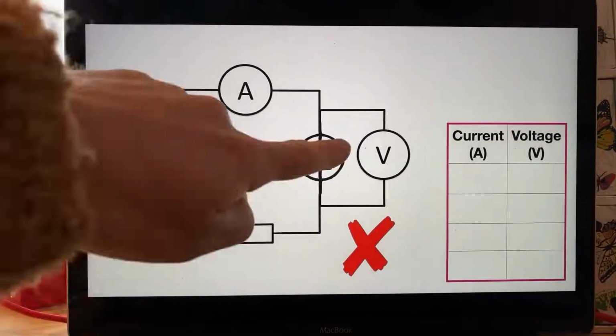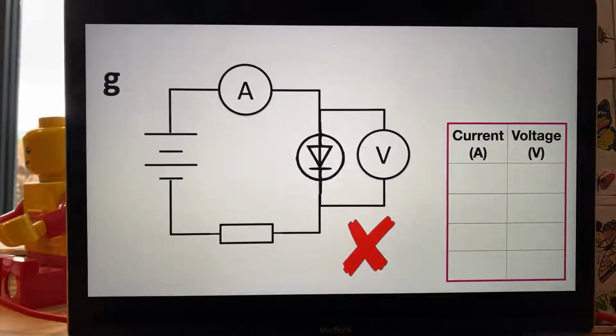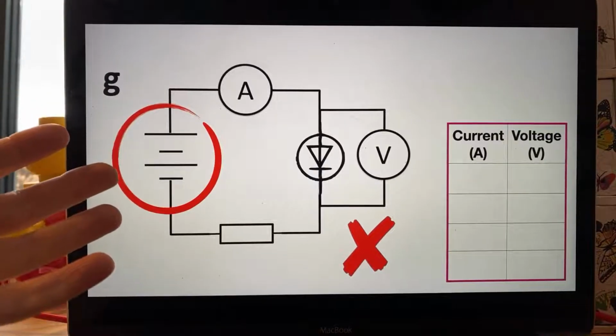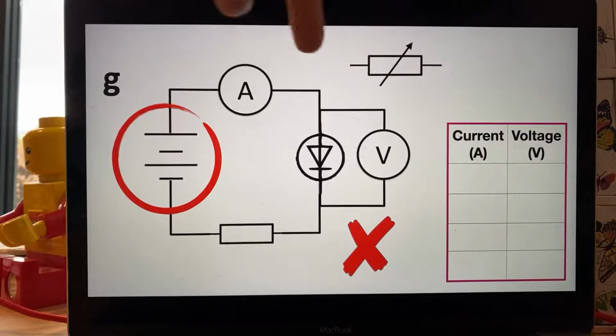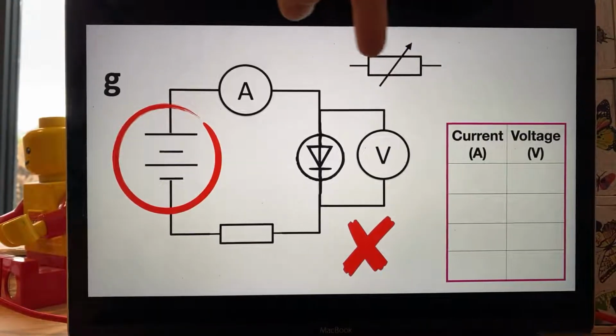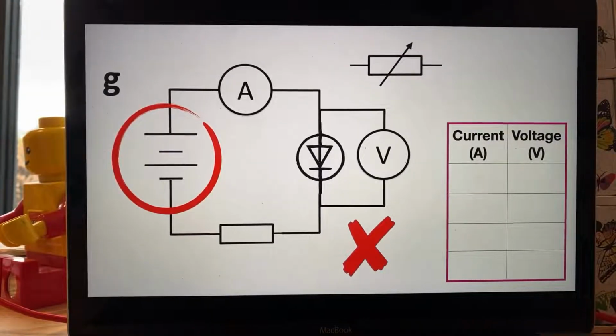No, what's the problem with that? You've got a fixed resistor protecting the diode. The diode is pointing in the right direction. Look, there's no way of changing the voltage. You're just going to have 1 dot on your graph. You need a variable resistor. Note the circuit symbol, a boring old rectangular resistor with an arrow stabbing it. Or you need a variable power supply.